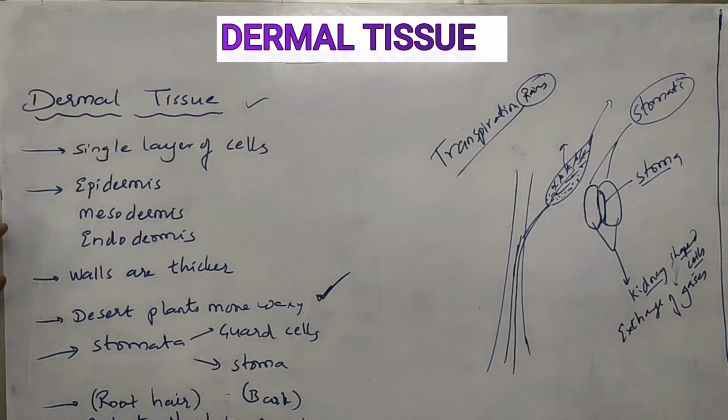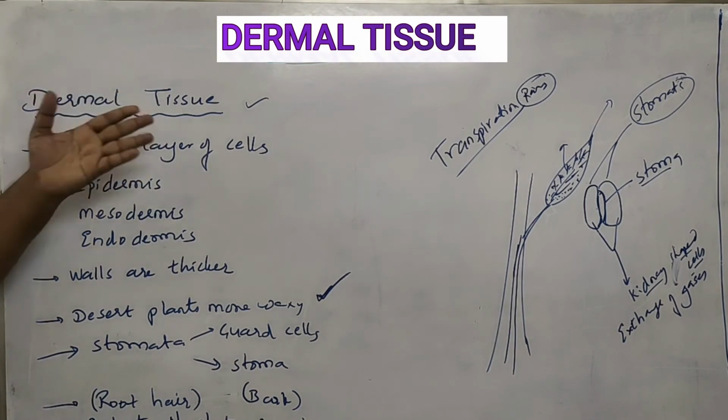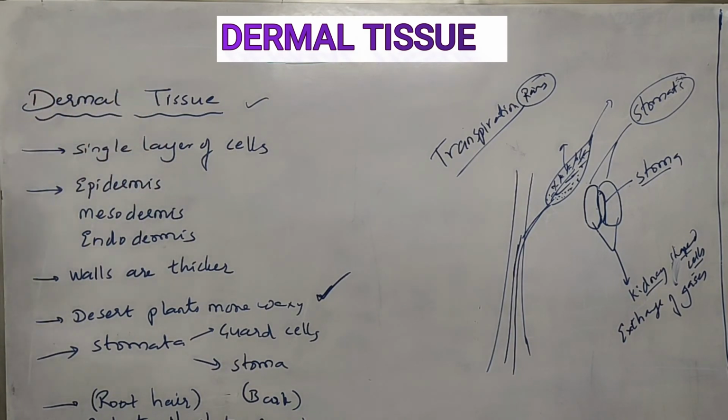So children, see here, the second tissue is the dermal tissue in the plant. The first one is the meristematic tissue, and the second one is the dermal tissue. This dermal tissue is a single layer of cells which covers the organs of the plant, and it basically has three layers: epidermis, mesodermis, and endodermis. These are the three layers present in the dermal tissue.